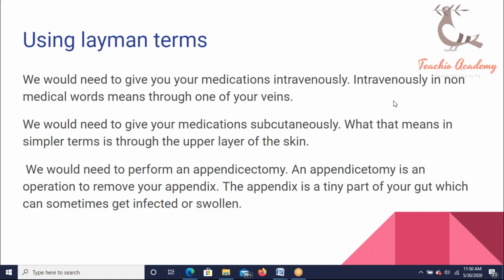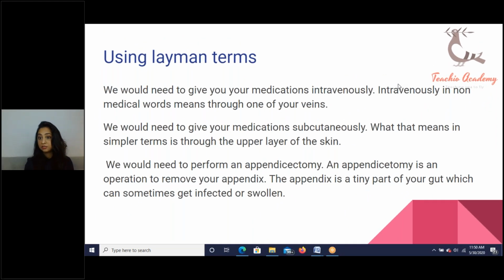So what I want everyone to do is, in non-medical terms, I want full sentences, Faisal. I want full sentences as if a patient is in front of you in your OET speaking and they're asking you, doctor, what's a myocardial infarction? How would you explain this to the patient in front of you?